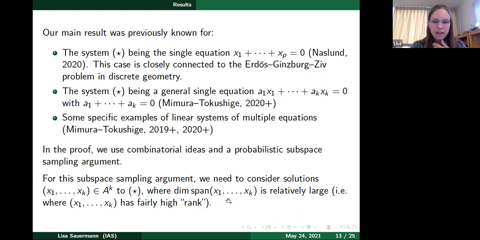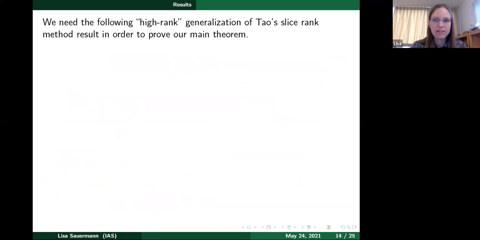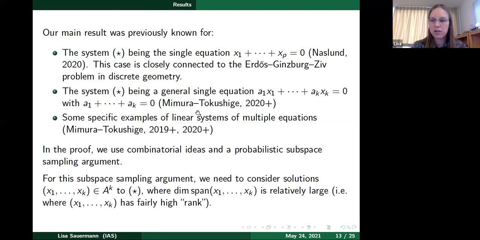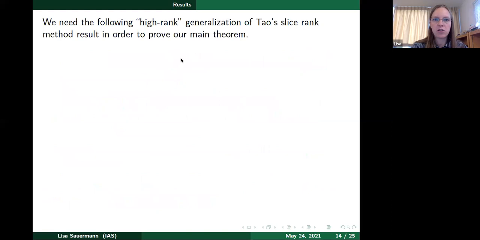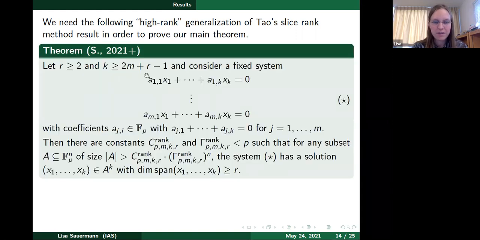So for that reason, in order to prove our main result, we need some sort of high rank generalization of Tau's slice rank method result. What's written here is basically this high rank generalization. It looks very similar to the theorem following from Tau's slice rank method with the not-all-equal condition. The only difference is that here we talk about finding a solution to the system star where the dimension of the span of x1 to xk is at least r. Otherwise it looks the same as the other theorem.